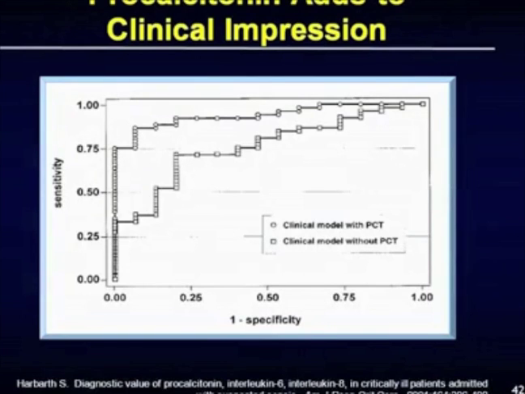In addition to being able to identify patients with sepsis, procalcitonin has the ability to add to the clinician's clinical impression. The lower line shows the sensitivity and specificity of a clinical impression without procalcitonin. When we add procalcitonin to a physician's clinical impression, we find that their ability to diagnose sepsis is improved.